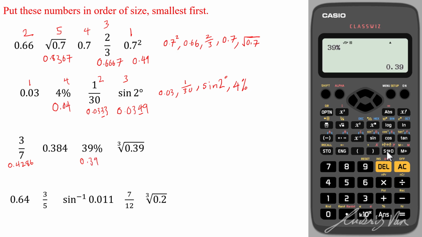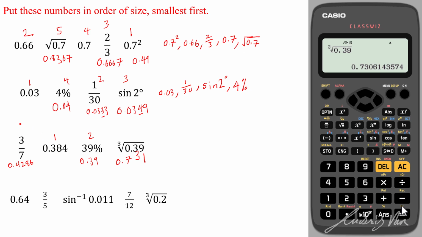Then finally is cube root. So how do we press cube root? You can see a square root down here. The cube root is over here. So we have to press shift, cube root, 0.39 and press equal. It is 0.731. Okay, because it's quite obvious that this one is the largest number, so I will just leave it as 3SF rather than 4. So smallest number is 0.384 followed by 39%.